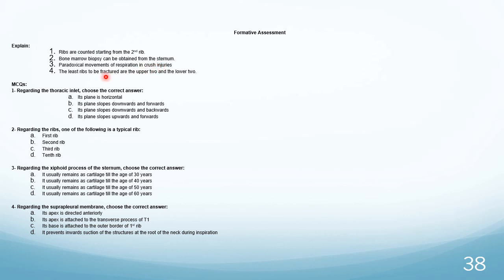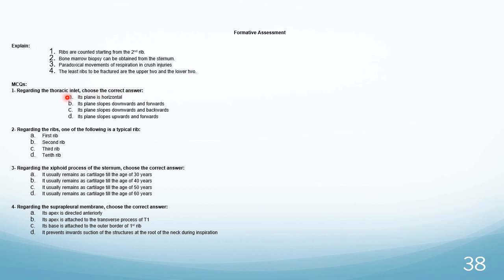The last ribs to be fractured are the upper two and the lower two ribs. The upper two ribs are protected by the clavicle, while the last two ribs are floating ribs, not connected anteriorly, and lie partly in the thoracic wall and partly in the abdominal wall muscle, so they are more liable to be fractured.